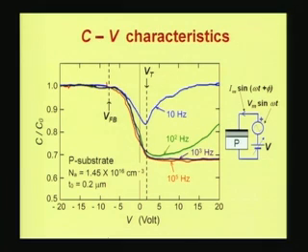So, here you also have the biasing arrangement under which the capacitance characteristics have been measured. So, you have a DC bias applied and a small signal is superimposed on the DC bias. So, this is a sinusoidal small signal voltage.